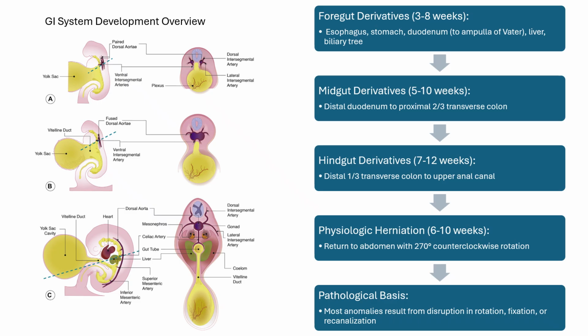Understanding embryology is fundamental to recognizing GI anomalies. The primordial gut forms during week 4 and divides into 3 distinct sections, each with its own blood supply: celiac artery for foregut, superior mesenteric for midgut, and inferior mesenteric for hindgut. The critical period of physiologic herniation and rotation sets the stage for many of the anomalies we encounter. When this process goes awry, we see malrotation, atresias, and abdominal wall defects.